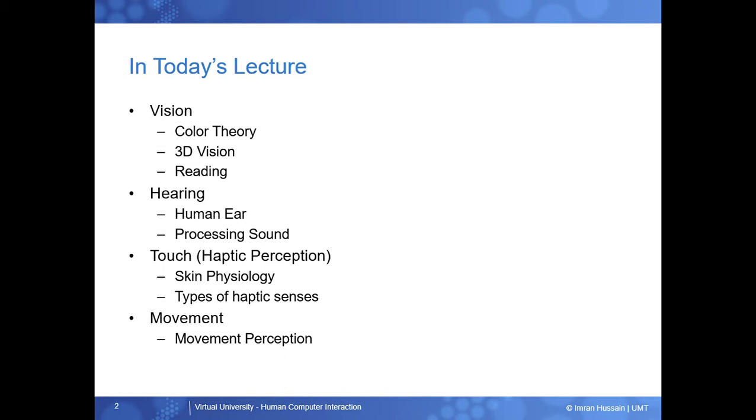Okay, so today we're going to continue with vision. So we have the color theory, the 3D vision, and then reading. Then we have also hearing. So we have the human ear and how the ear processes sound. And then we have the touch, which is also called haptic perception. So we have the skin physiology and the types of haptic senses. And then also we have the movement. And this is what we call the movement perception.